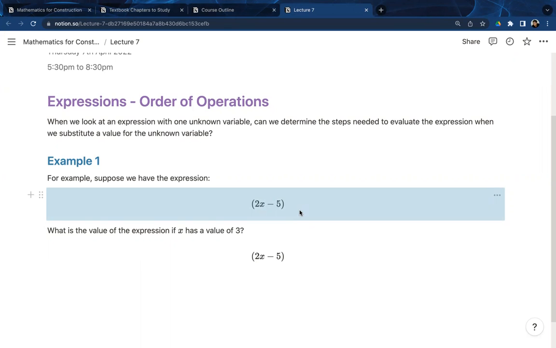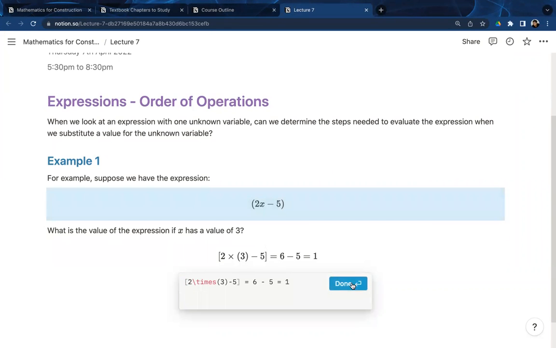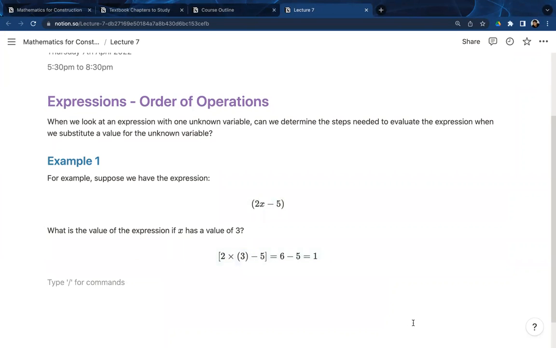So it's 2 times 3, which is 6, minus 5. The value of this will be 1. You're not going to take away 5 from 3, saying 3 minus 5 is minus 2, and minus 2 times 2 is minus 4. That's not the correct order. Expressions are evaluated based on a particular order.